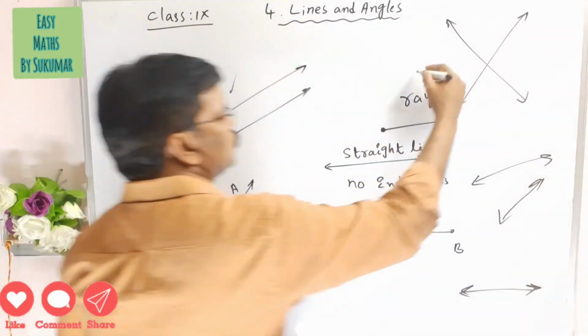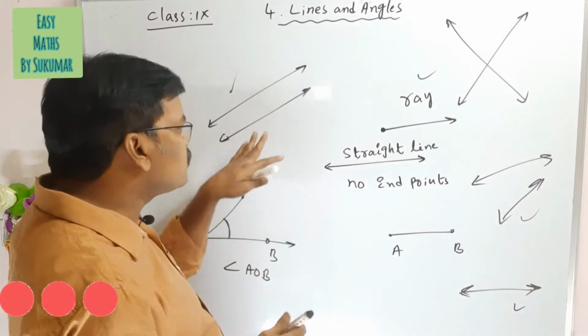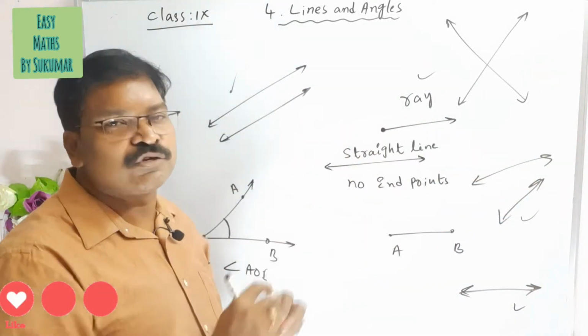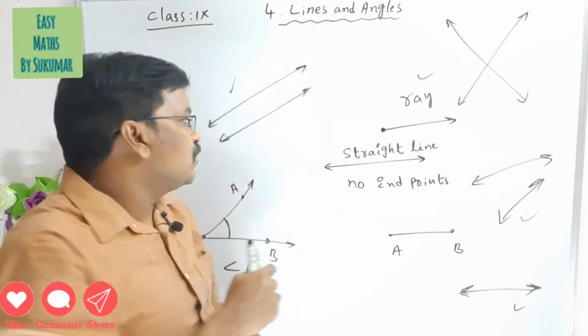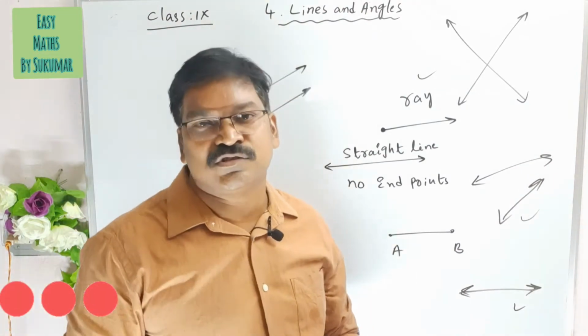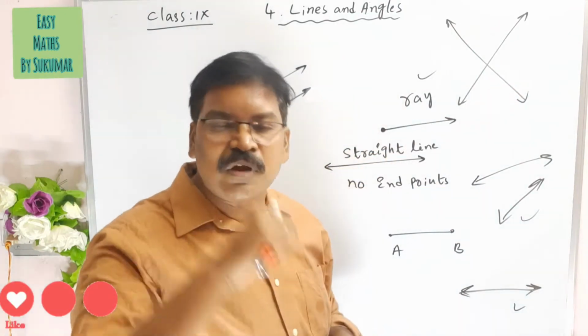This is 1, 2, 3, 4. Here, my dear students, if you observe these two lines, even if you produce them on either side, they do not intersect. So they are non-intersecting lines. We can say parallel lines also. But here they are intersecting at one point.